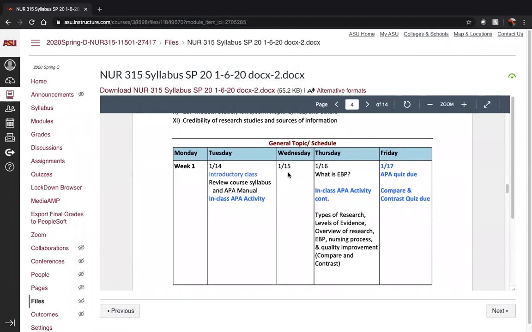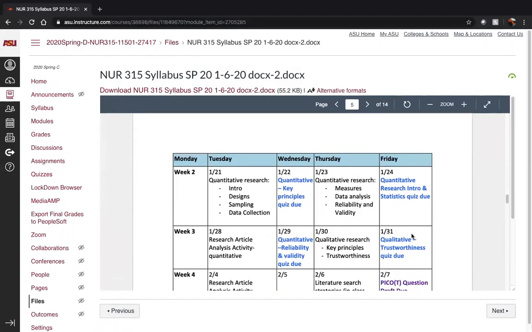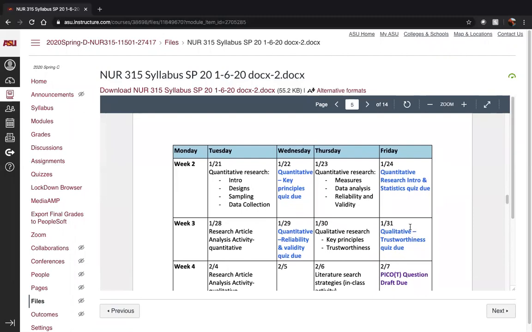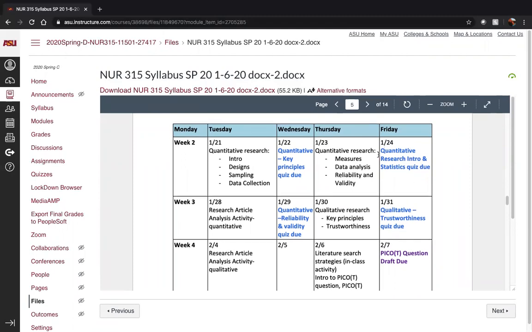So you'll notice early on, this stuff in blue, these are in-class activities as well as quizzes. You'll have quite a few quizzes early on, and this is just to make sure you're really understanding what is research, what is quantitative research, what is qualitative research. These are not quizzes to just buzz through really fast and move on, because understanding this information is going to be shining through in your papers that you write later on.